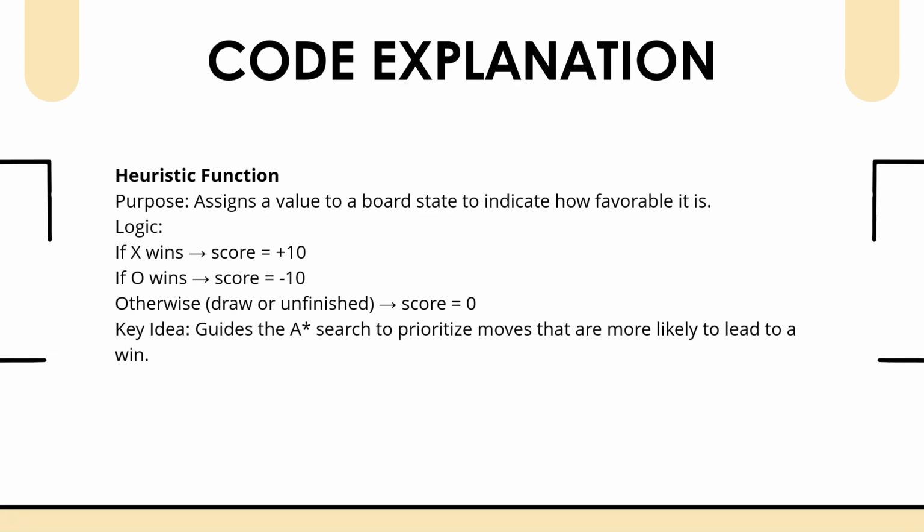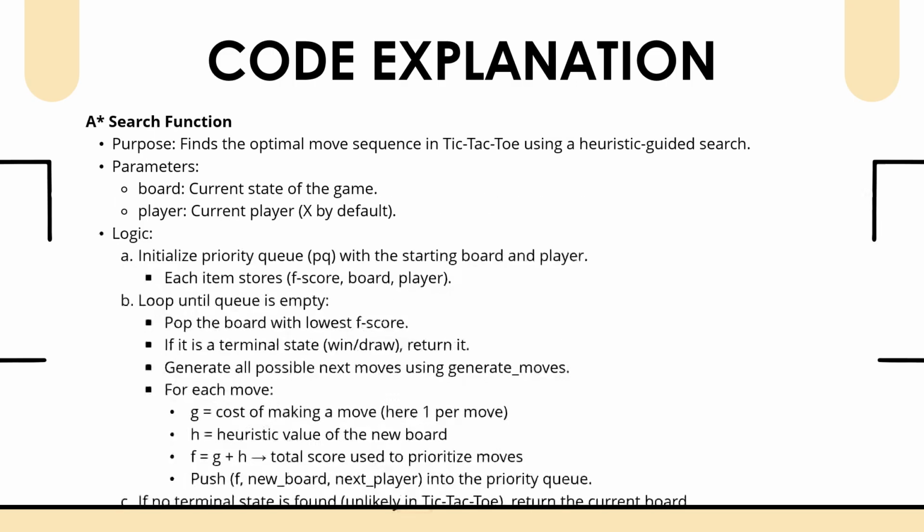The key idea is that it guides the A-star search to prioritize moves that are more likely to lead to a win. This is the entire explanation of the heuristic function. The A-star algorithm finds the optimal move sequence in tic-tac-toe using a heuristic guided search. We have seen the heuristic before. Parameters: board and player. Board is the current state of the game. Player is the current player, X by default, as we said earlier.